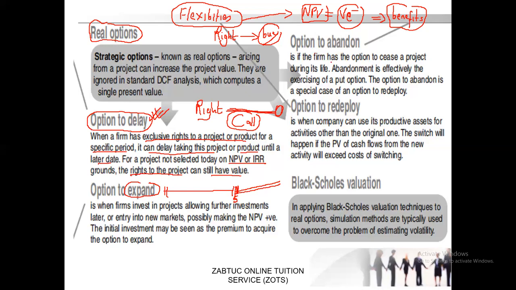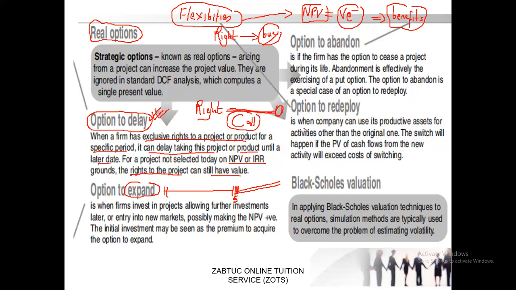Another one is an option to abandon. If the firm has the option to cease a project during its life, abandonment is effectively exercising a put option. So if a project allows you at the end of year 2 to abandon it and save some money, it's like you've got a right to get rid of or to sell. The option to abandon is a special case of an option to redeploy.